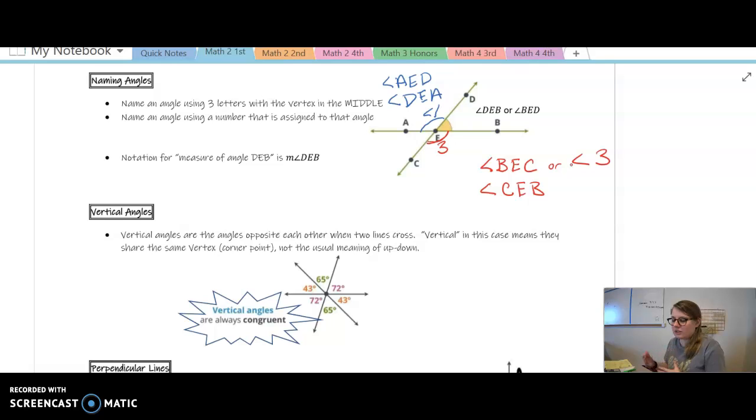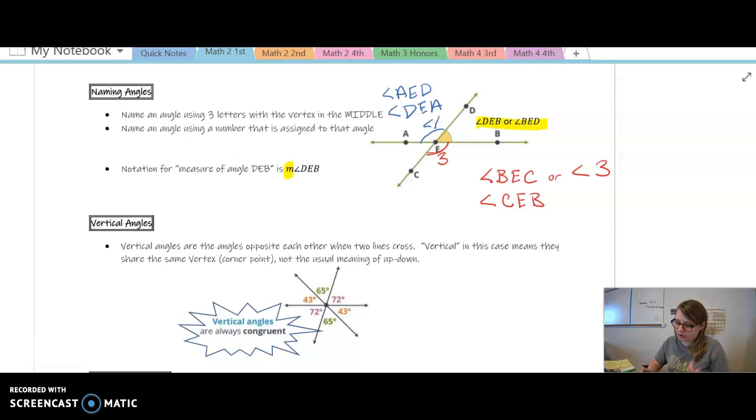Okay? So then the last thing that we need to recognize is that if we say the measure of angle DEB, which is this angle right here, we would say M angle DEB. So the measure of angle DEB. If I'm calculating how big it is or how small it is, I would say measure. Okay? So now let's move on to vertical angles.